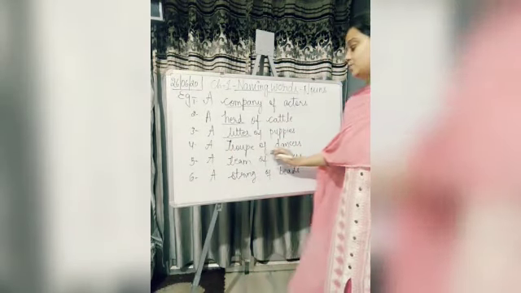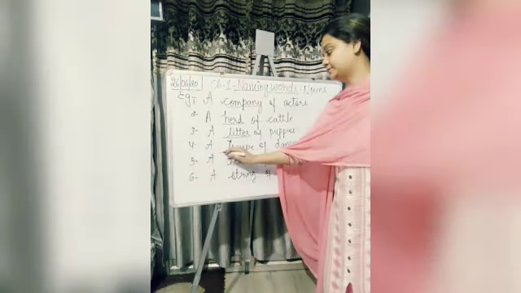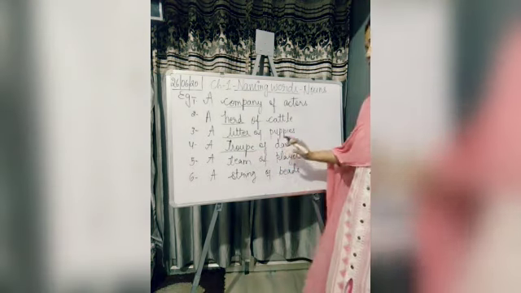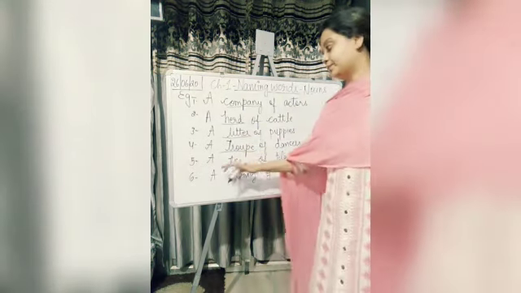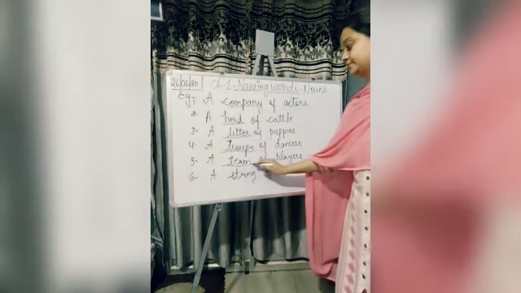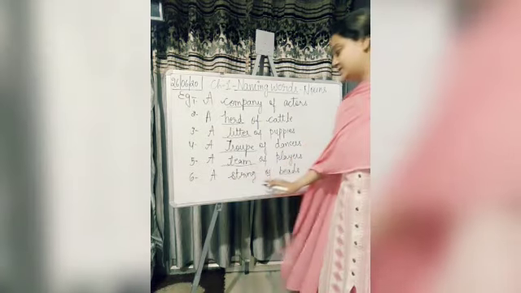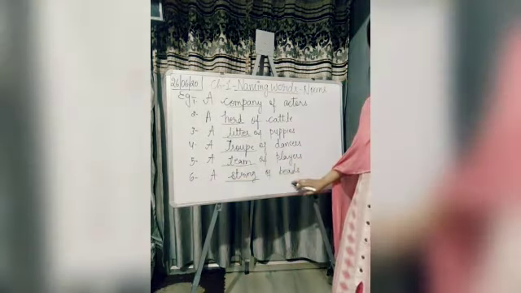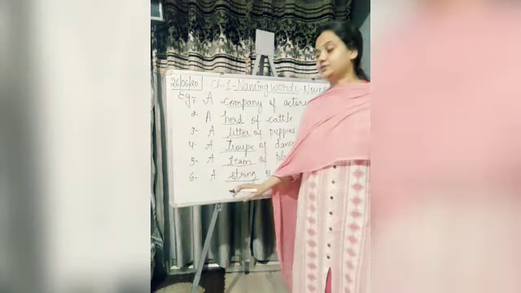Then a troop of dancers. A group of dancers is called a troop of dancers. Then a team of players. A string of beads, right? So these are collective nouns.